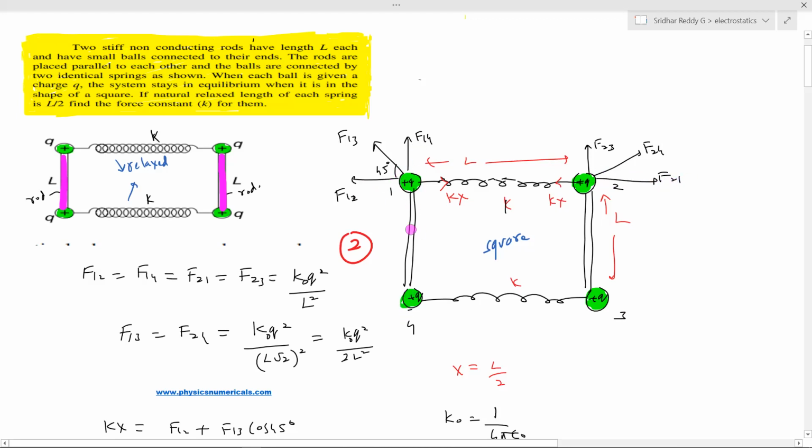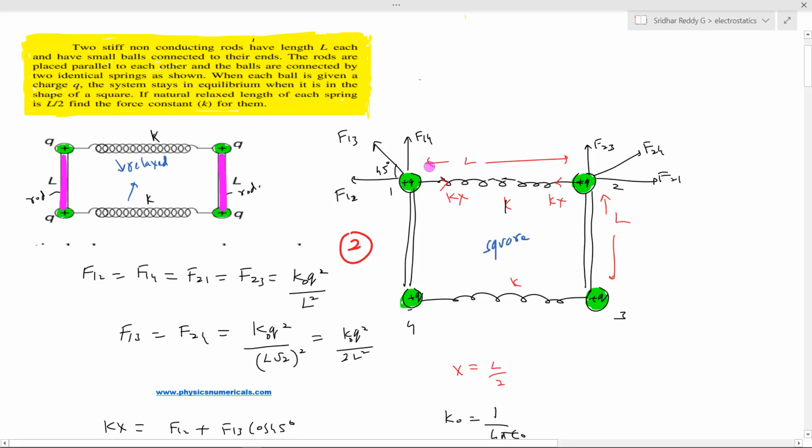Similarly here, F14, a repulsive force. Similarly, F23. Then 1 and 3 are like charges, so this will be F13. Then F24. Okay, got it. Okay, now finally they'll attain equilibrium.